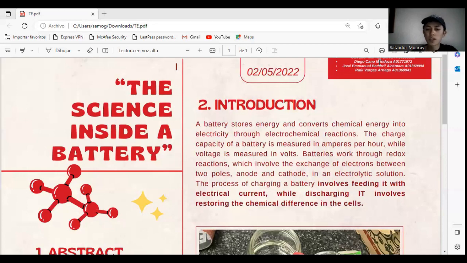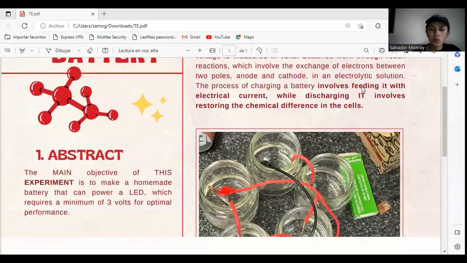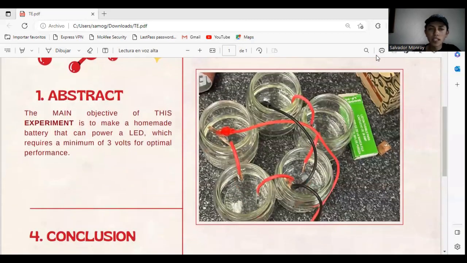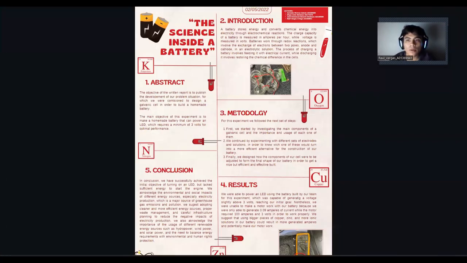And finally, we immersed the wire with the zinc and copper in the solutions, like in the image that we showed here. That's the part of methodology. As results, we were able to power our LED using the battery built by our team. For this experiment, it was capable of generating a voltage slightly above 3 volts, reaching our initial goal.